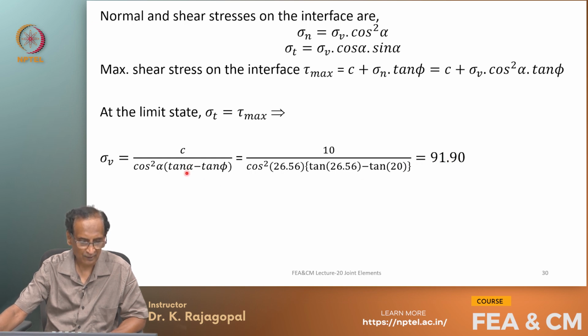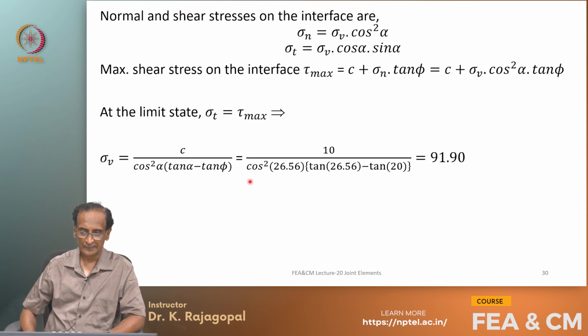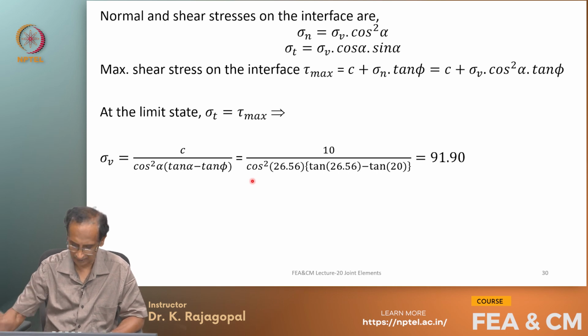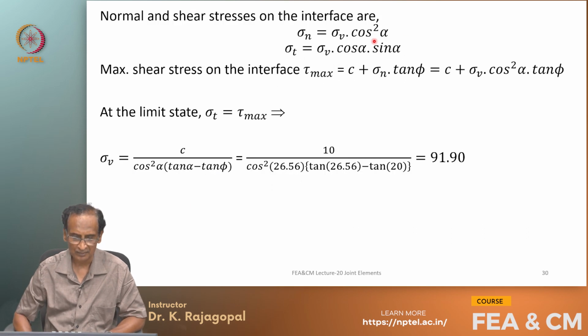Actually, if the alpha is less than phi, there will not be any failure. You can apply any amount of sigma v. So that is the reason why I said that our alpha is greater than phi. That is because of this theoretical limit.